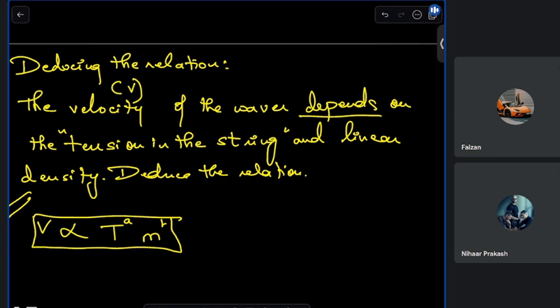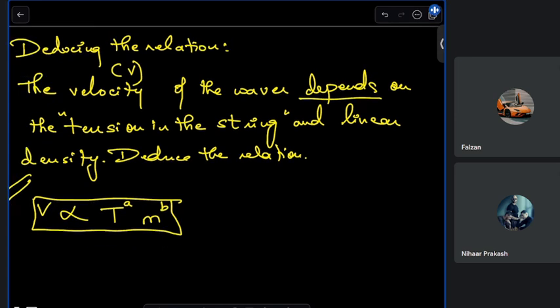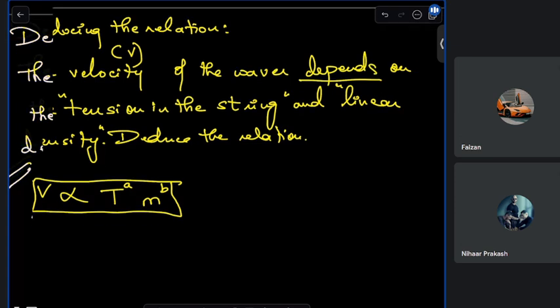Okay. So now, how do you actually write the first step, or the framework of the question? Read the question. First, figure out what the left hand side is. In this case, the left hand side was velocity. Depends meaning you put the proportionality symbol. Tension in the string is represented by T. Since you are not sure about the power, you will just put a. Also, for linear density, you are not sure of the power, so we'll write m to the power b. That's it. Now, this is my framework.